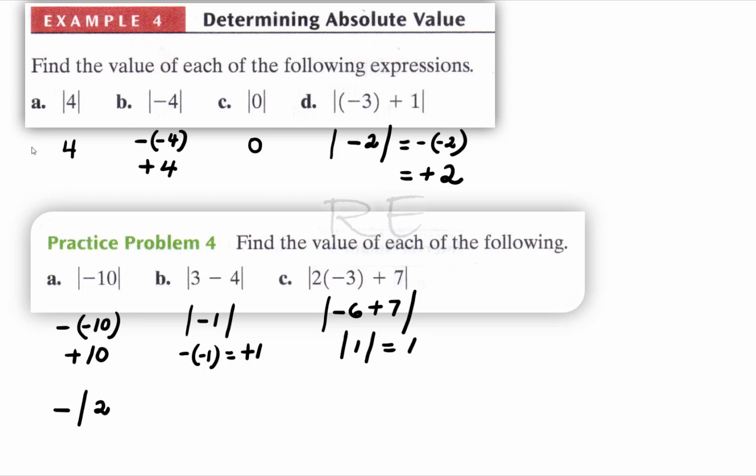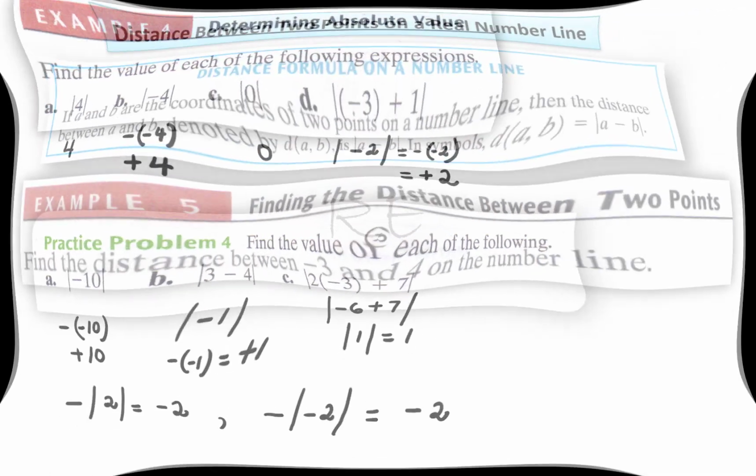If the sign is before the absolute value, you need to take the absolute value first, which is 2, and tack on the negative sign. So the negative absolute value of 2 is equal to -2. Similarly, minus the absolute value of -2, we take the absolute value of -2 first, which is 2, and then we tack on the negative sign, so it's -2 also.